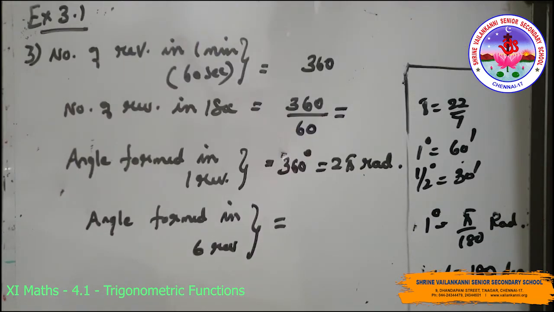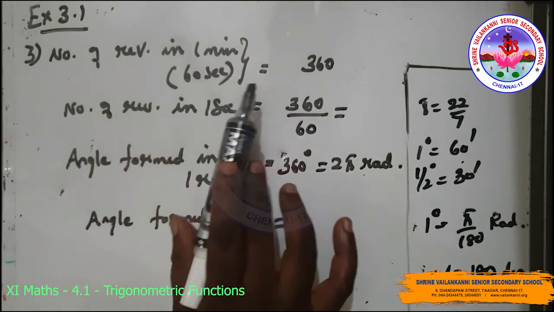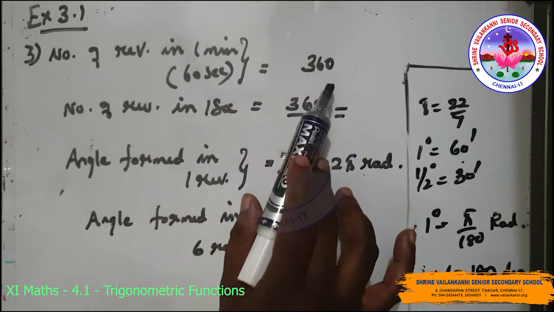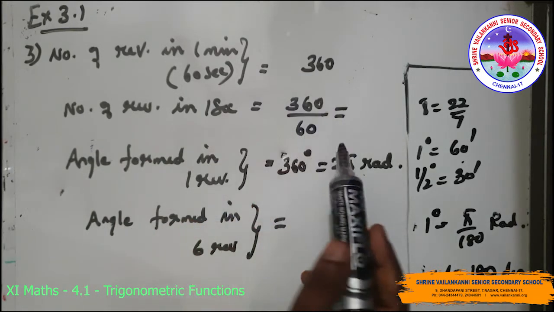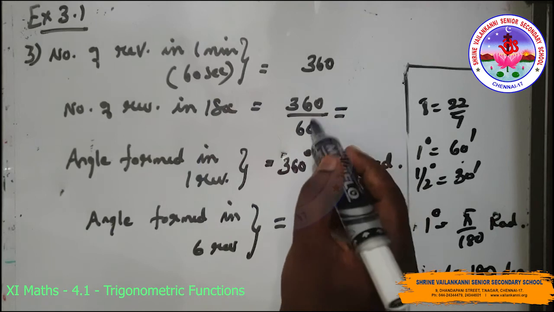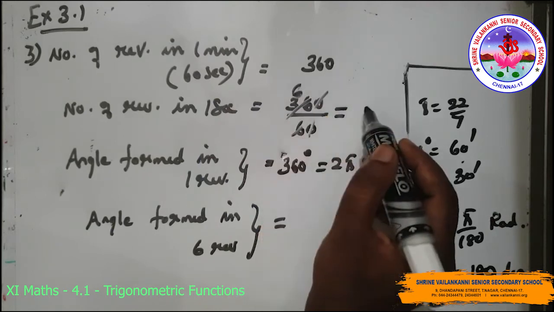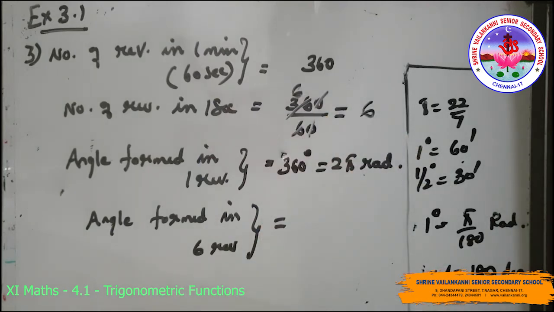Third one, a wheel makes 360 revolutions in 1 minute. Through how many radians does it turn in 1 second? We have to find the answer in terms of radian measures. So the number of revolutions in 1 minute, that is 60 seconds, which is equal to 360. So number of revolutions in 1 second, which is equal to 360 by 60. So cancelling this, which is equal to 6. So the number of revolutions in 1 second is 6.